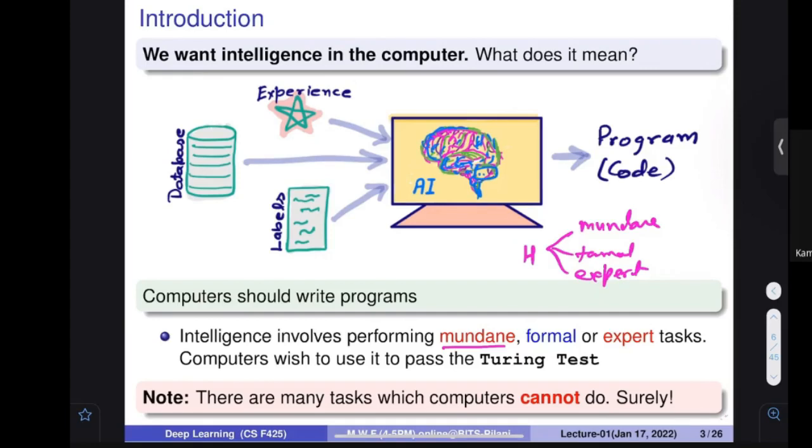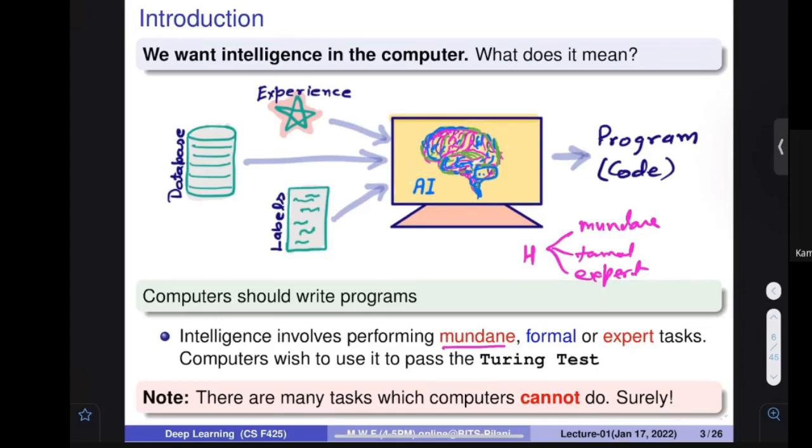Now my question is that if the computer is intelligent, then it should also perform these kinds of tasks. So we also want the computers to perform these tasks. Let me ask you: which of these is easier, doing the mundane task, the formal task, or the expert task? What do you think is the easiest? Can anybody type? Is the mundane task easy in terms of intelligence, or the expert, or the formal? Which is easy? Formal one? Somebody is telling formal one.